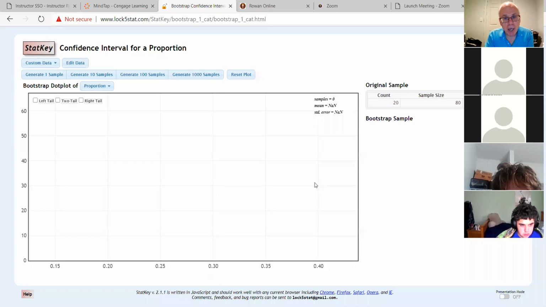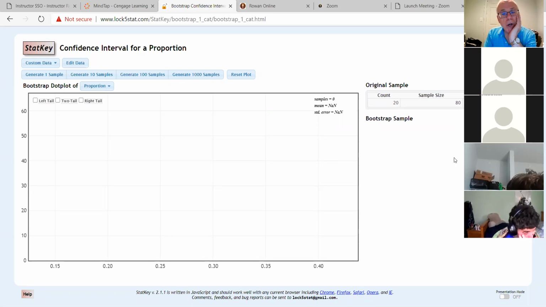We're going to just click OK. And notice over here, it tells us our original sample has 80 people in it, and 20 of them are answering yes to a certain question. And that's a quarter of that 80 people. That's 20 divided by 80 is 0.25.